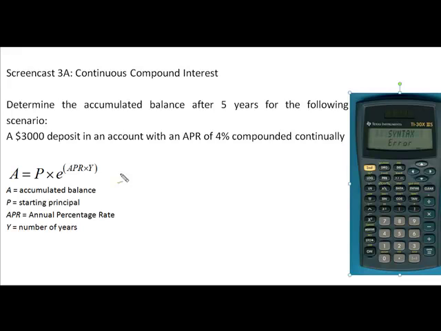In this particular problem, we were asked to determine the accumulated balance after 5 years when we deposit $3,000 into an account that has an annual percentage rate of 4% compounded continuously. Just like the previous problem, we are going to begin by plugging in what we know into the formula. We know that we want the future value of this particular account, so we're going to set it up with A equals. Now we are going to, in place of P, put in our starting principal, which is $3,000.